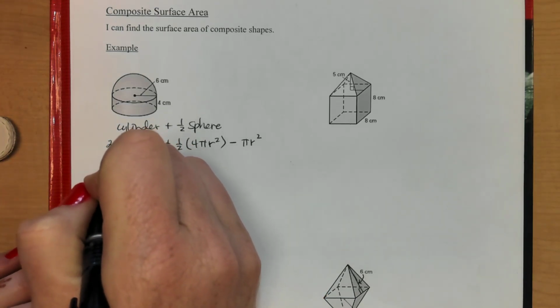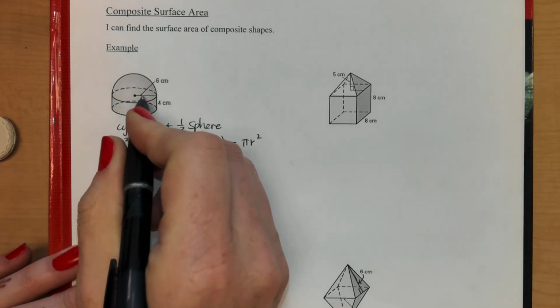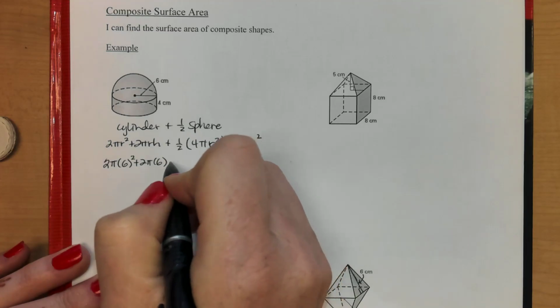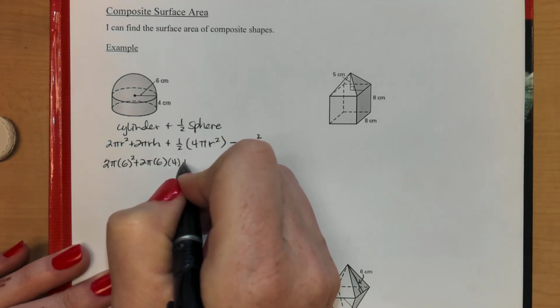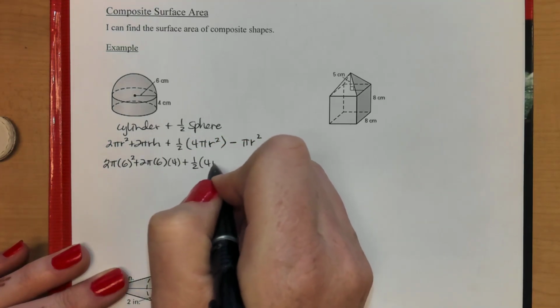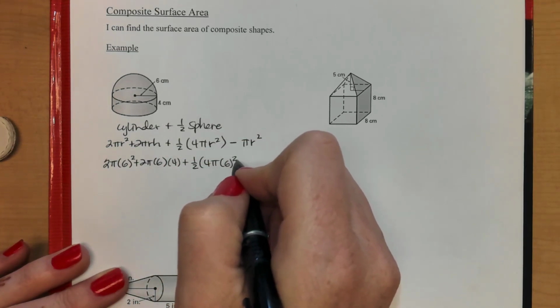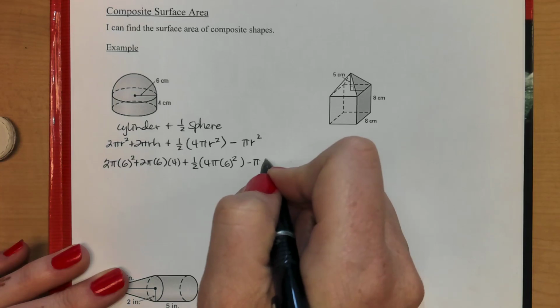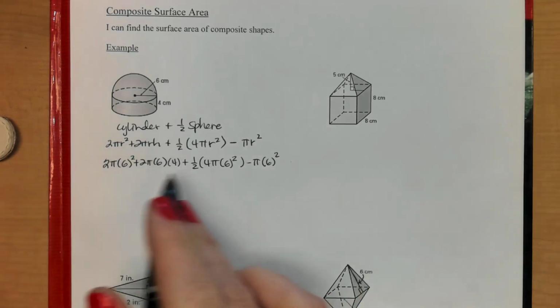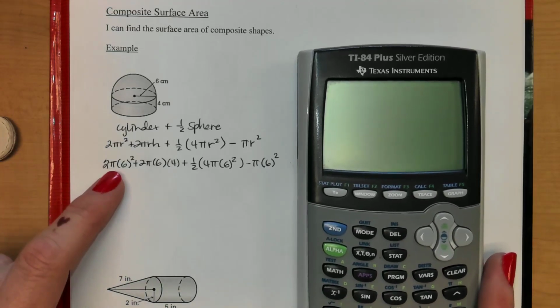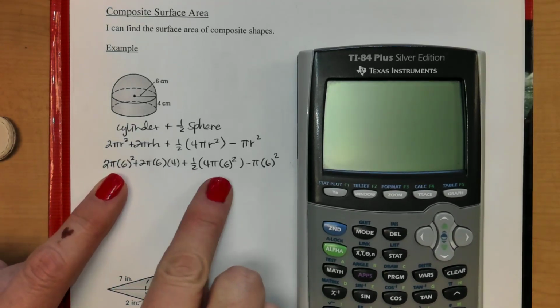So now let's start to plug all our numbers in. I've got 2 pi, my r is 6, 2 pi, 6 again, the height of my cylinder is a 4, plus 1/2, 4 pi, radius is still 6 even though we've moved on to the sphere, and then we're going to minus pi 6 squared. Now that's a lot to get into your calculator correctly, so we can enter it all at one time, but just make sure you're being careful with your parentheses too.